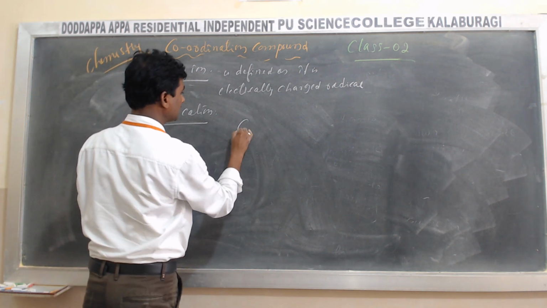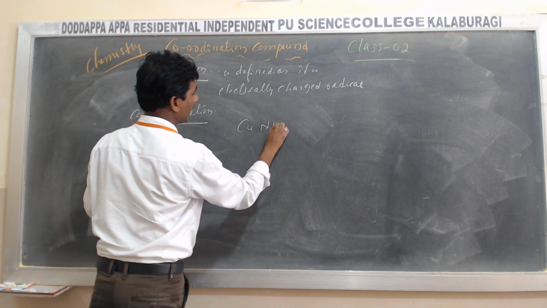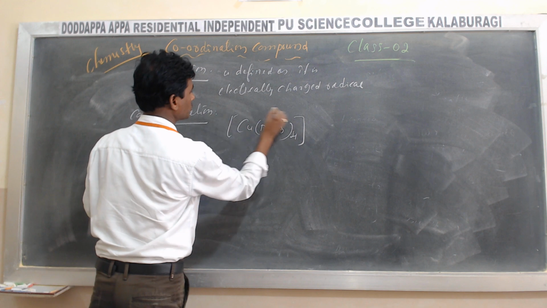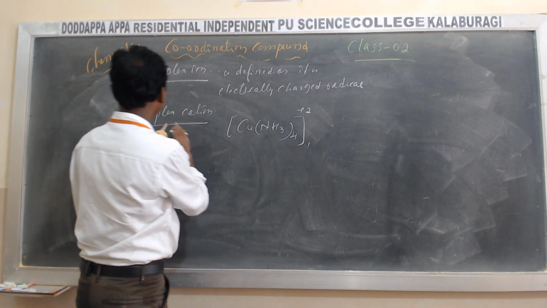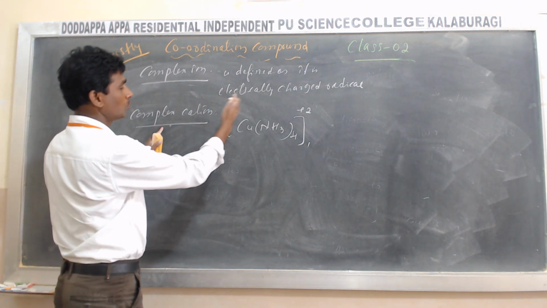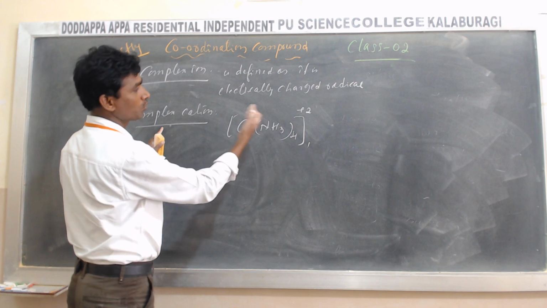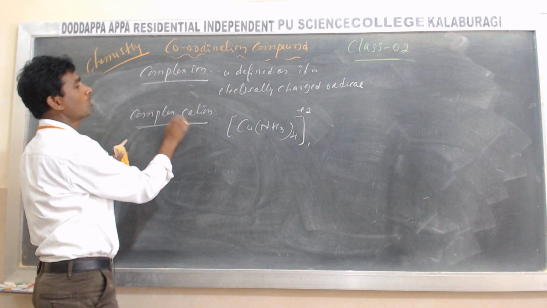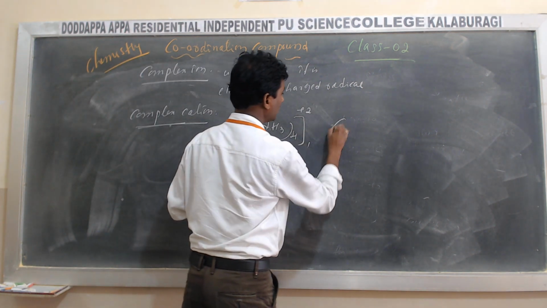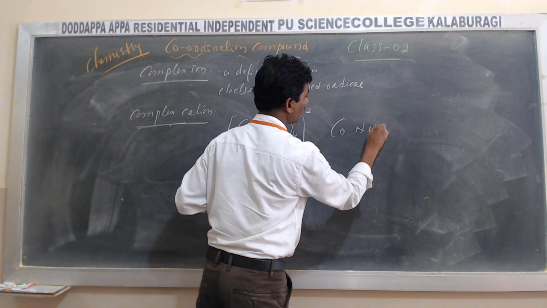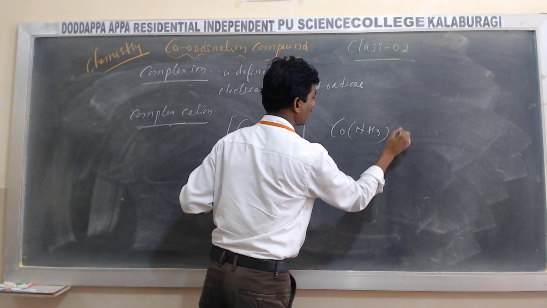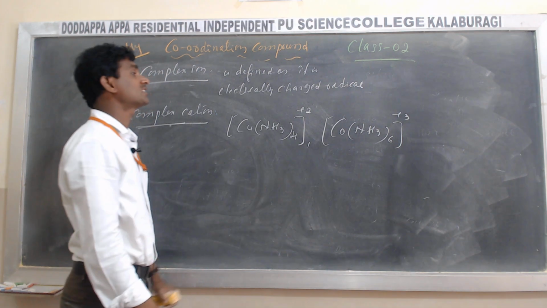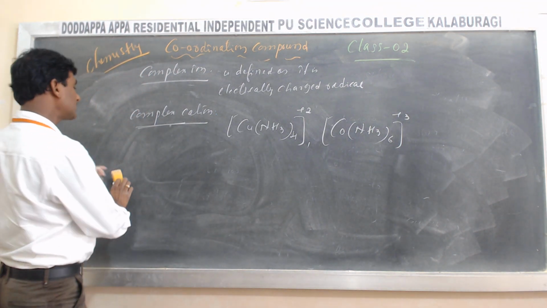Example, I can take [Cu(NH3)4] 2 plus. So this is called complex cation. So this total coordination entity or the coordination sphere having a positive charge is called complex cation. One more example is [Co(NH3)6] 3 plus. So this is called complex cation.